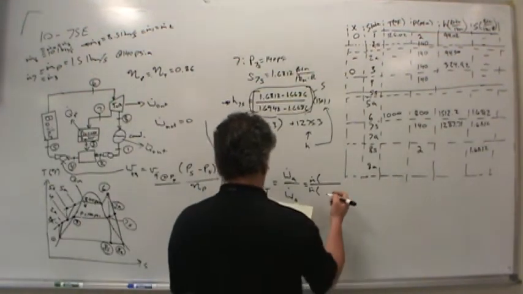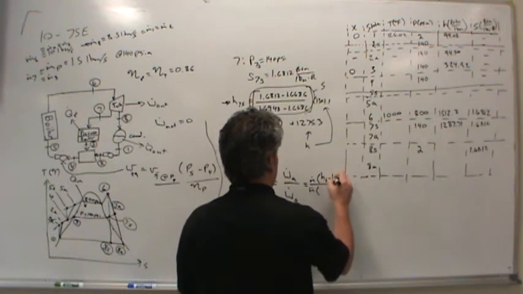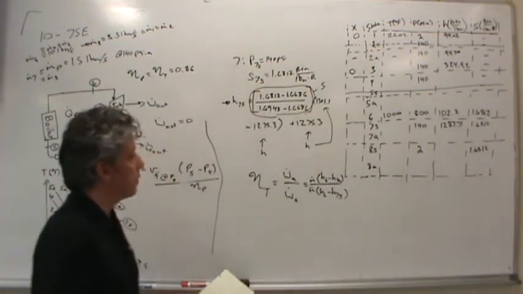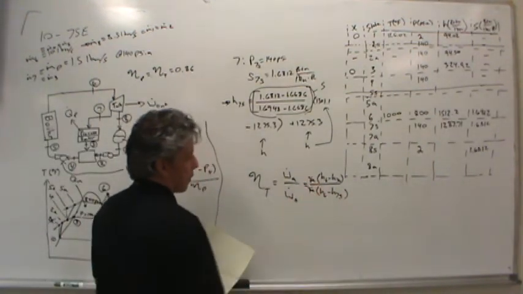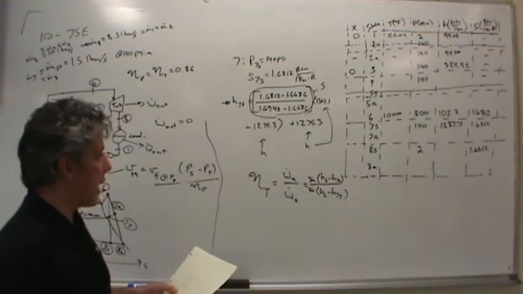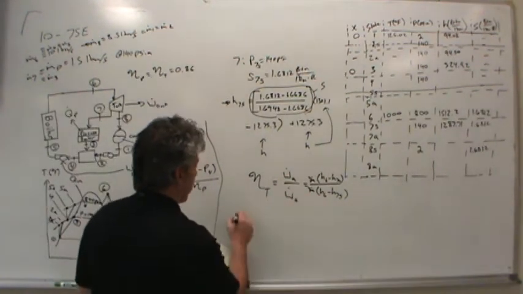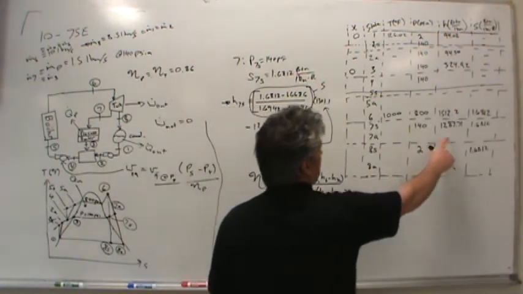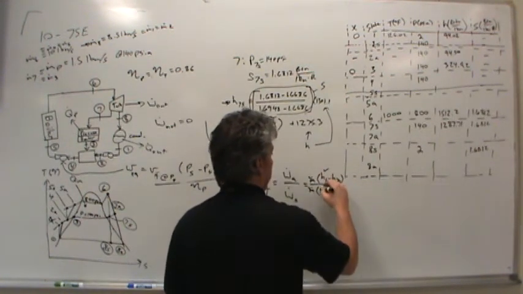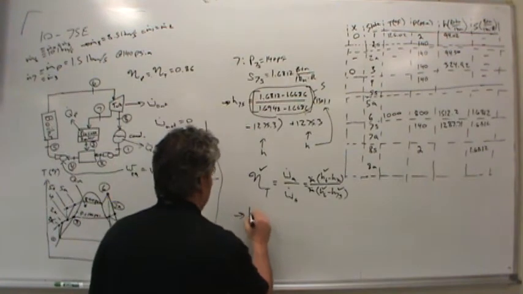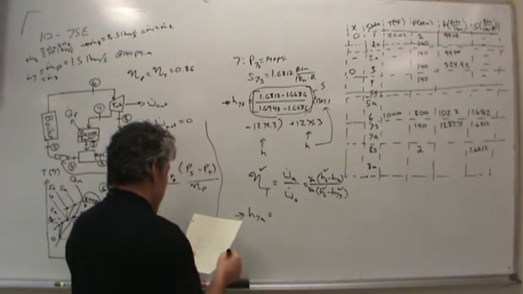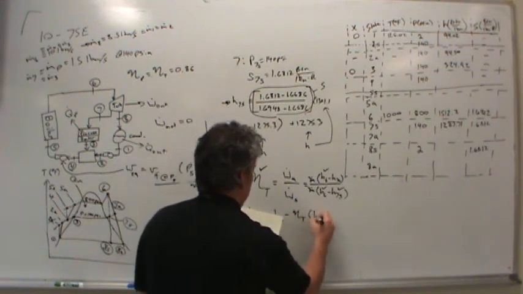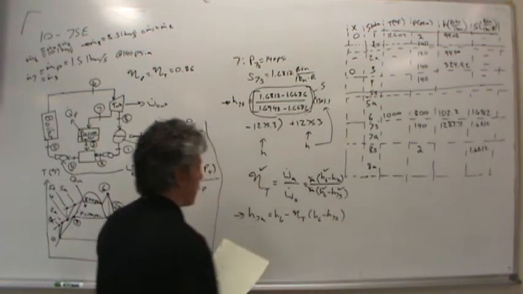If I do that, then this would be H6 minus H7A over H6 minus H7S. Okay. Obviously, I can cancel the mass flow rate and just look at the specific work ratio of the actual turbine to the isentropic turbine. And since I know the isentropic turbine efficiency, I know the enthalpy in state 7S, and I know the enthalpy in state 6, I can solve for the enthalpy in state 7A. And that looks like this. H7A equals H6 less the isentropic efficiency of the turbine times (H6 less H7S). Okay?